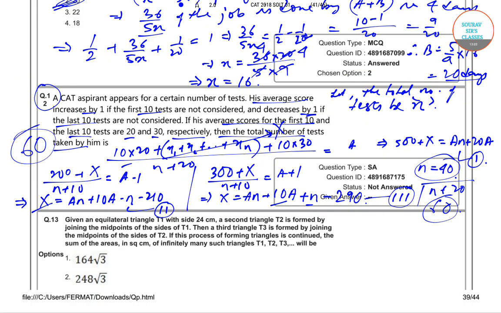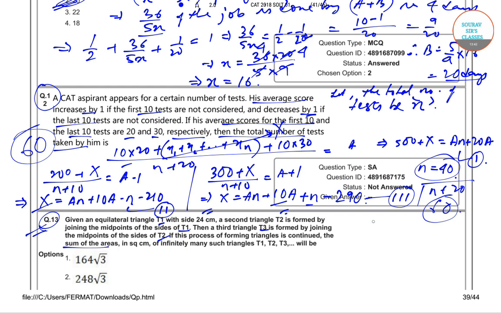Okay, now we'll go on to the next question, which is question number 13. In this question we have been given an equilateral triangle T1 whose side length is 24 cm, and then we have another triangle T2 which is formed by joining the midpoints of the equilateral triangle T1. Then another triangle T3 is formed by joining the midpoints of the sides of T2, and this process continues till we get an infinite number of triangles. Now we need to find out the sum of the areas of such triangles.